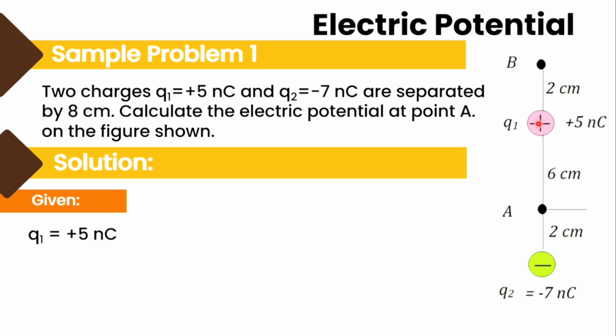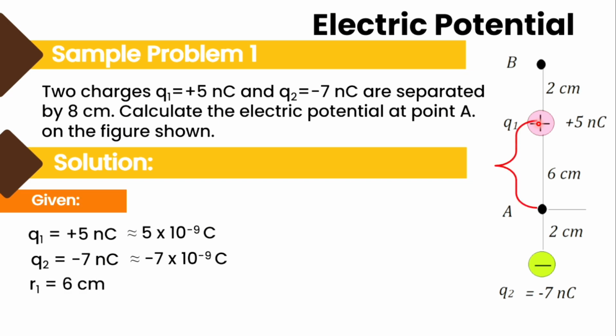So whatever the value of your nanocoulomb, we need to multiply 10 raised to negative 9 to make it in coulomb. So charge 2 is negative 7 nanocoulomb. The value in coulomb would be negative 7 times 10 raised to negative 9 coulomb. Next is the R sub 1, which is the distance from point A to source charge number 1, which is 6 centimeters, and we need also again to convert it to SI unit, which is in meters. So 6 centimeters is equal to 0.06 meters.